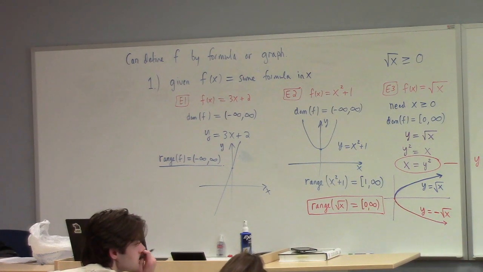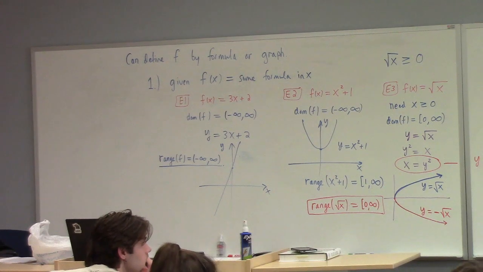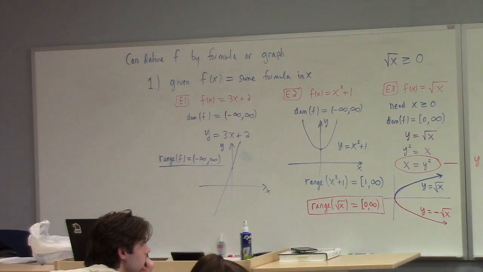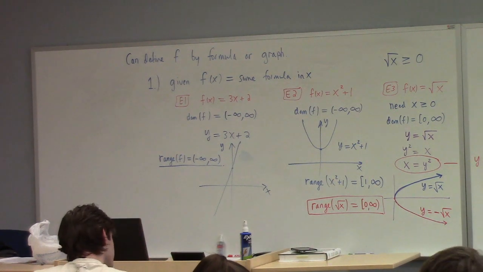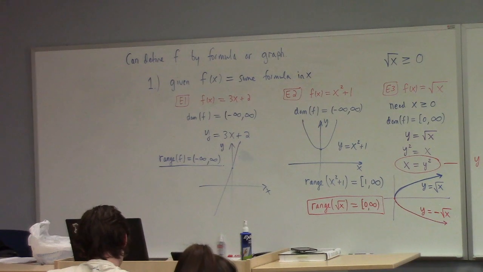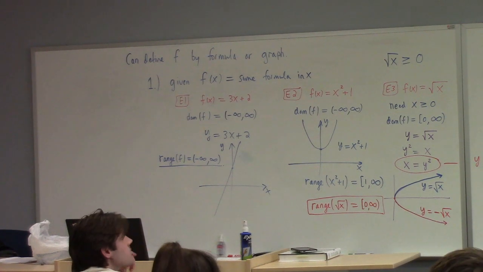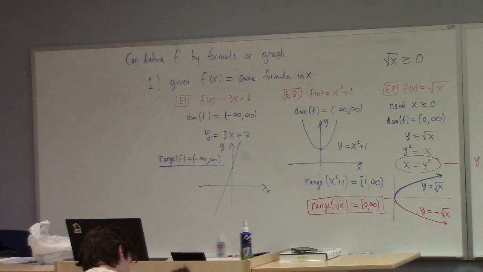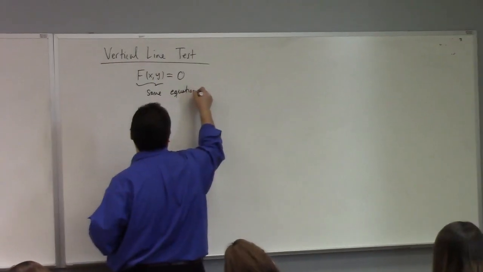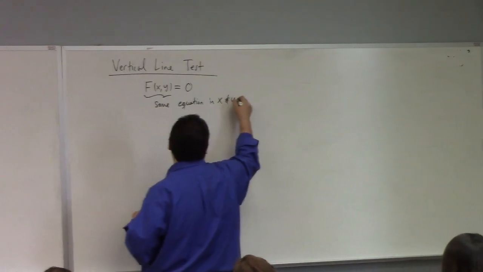All right, so is everything a function? Is the graph of everything a function? Have we looked at anything where you're actually not looking at the graph of a function? So let me just talk about something here. Let's talk about the vertical line test. All right, so suppose you've got f of x comma y equals 0. So this is like some equation in x and y, right?